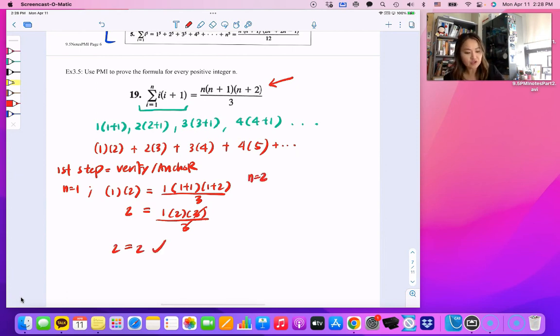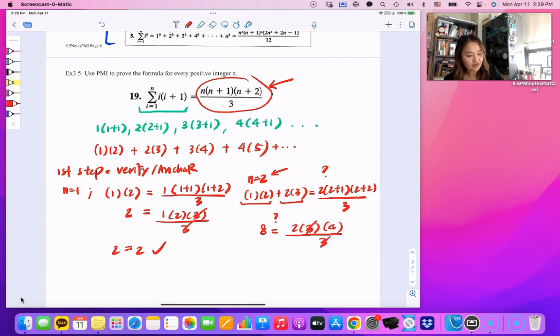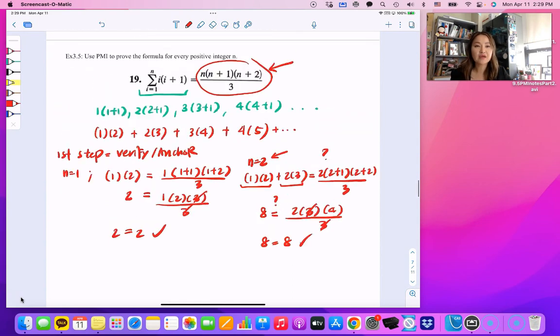If you don't believe me, let's try n equals 2. So it's 1 times 2 plus 2 times 3. Does that equal the right-hand side with n equals 2? 2 times 2 plus 1, 2 plus 2 over 3. We're seeing if this is true. This is going to be 2 plus 6, which is 8, right? Let's see: 2 times 3 times 4 over 3. You're left with 8 equals 8. It's true.